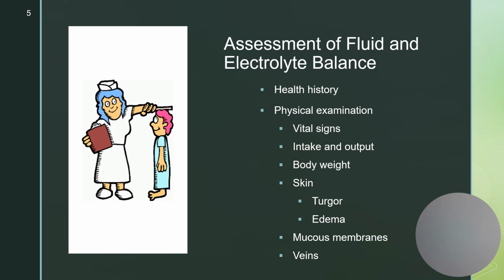In completing a health history, the nurse has to be alert for conditions that can affect the fluid or electrolyte balances. The nurse should be alert to findings during the physical exam that may indicate fluid and electrolyte imbalances, and it's important to understand what the nurse aides can and cannot do. The UAPs, unlicensed assistive personnel.